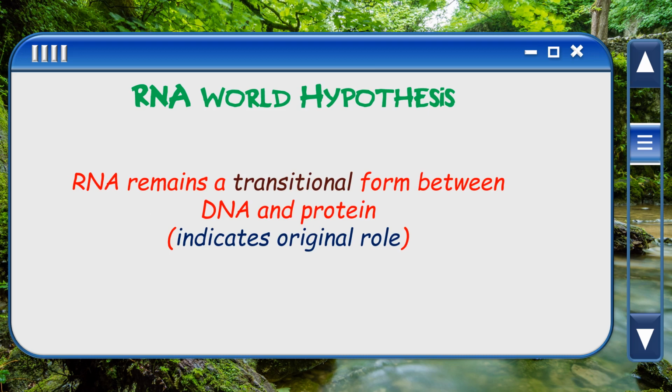So RNA remains as a transitional form between DNA and protein. So that is the original role of RNA. Its original role is to be an intermediary, a transitional form that exists between DNA and the proteins. Full stop. That is its role.